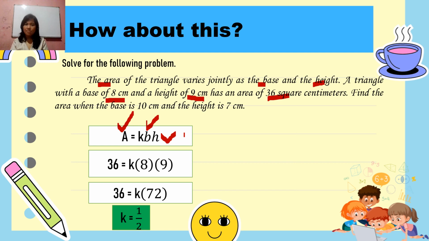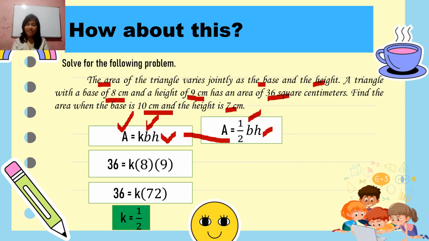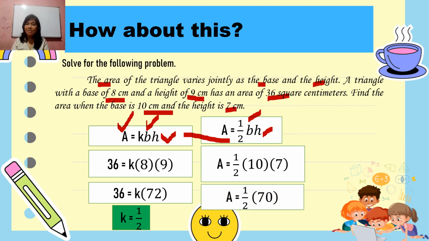Tapos, balik ka dito sa equation mo. Palitan mo si K ng 1 half. So, you're going to have A equals 1 half BH. Find the area. Continue na tayo. Find the area when the base is 10. So, dito sa B, palitan mo siya ng 10. Height is 7. So, dito naman, 7. So, magiging A equals 1 half times 10 times 7. Tapos, evaluate ka na. 10 times 7 is 70. Divided by 2. Area is 35. 35 square centimeters. Yan.